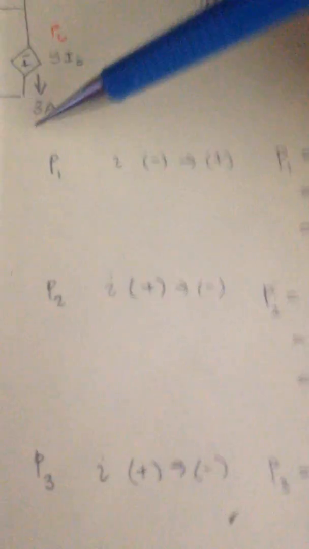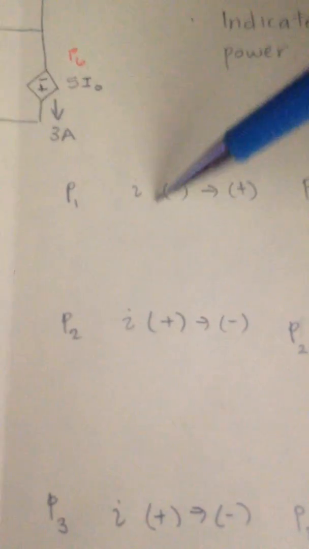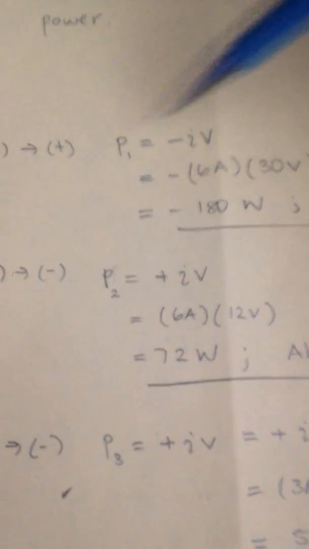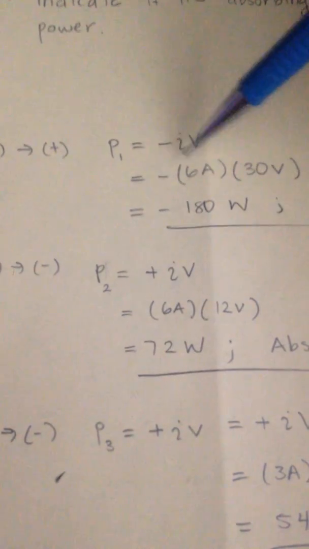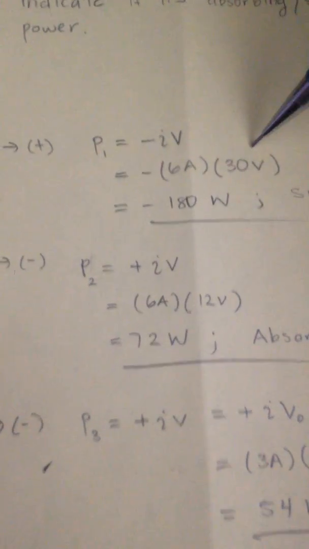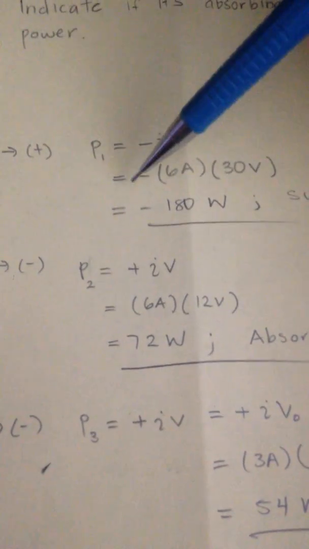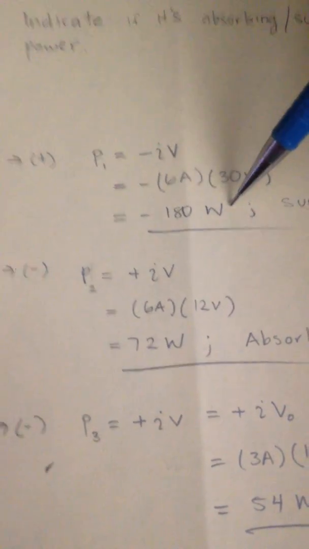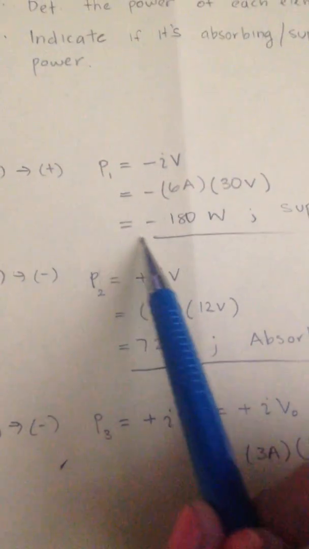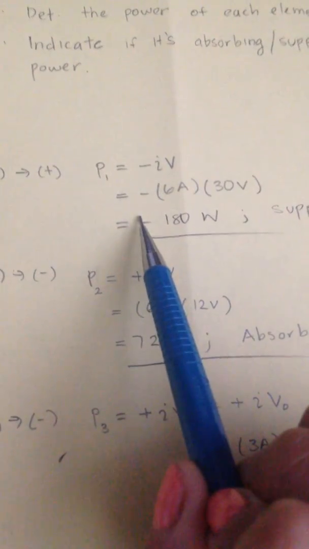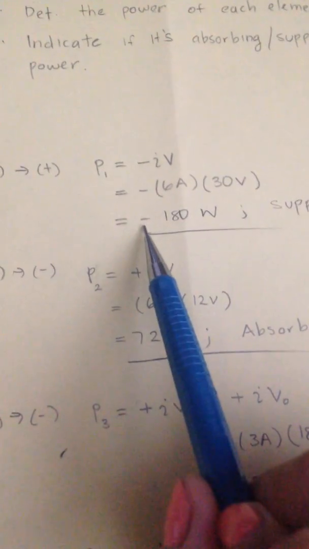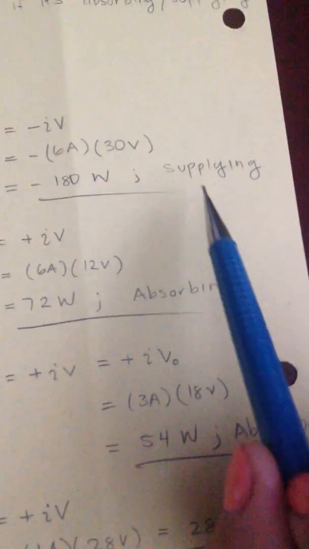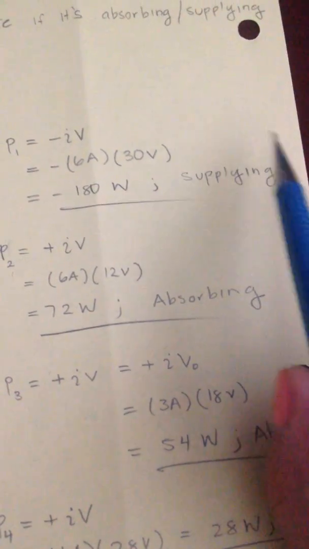Now, the current for P sub 1, again, it's flowing from negative to positive, so the power formula for P sub 1 is going to have a negative sign. And then from there, we just fill in the values. We know current is 6 amps, voltage is 30 volts, and then we multiply those guys together. We come out with a negative 180 watts. This overall sign right here is the overall power sign. Now, because the overall sign of the power is negative, that tells us that this element is supplying power.